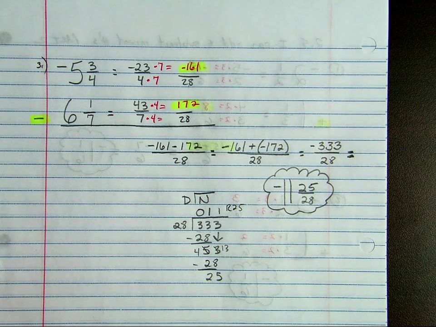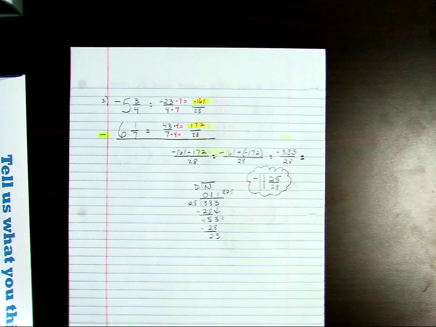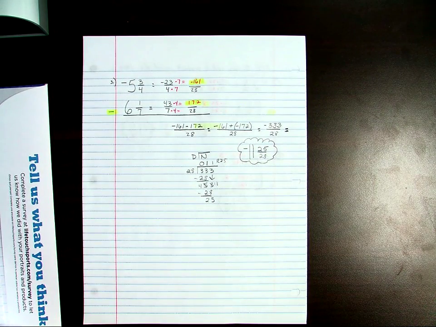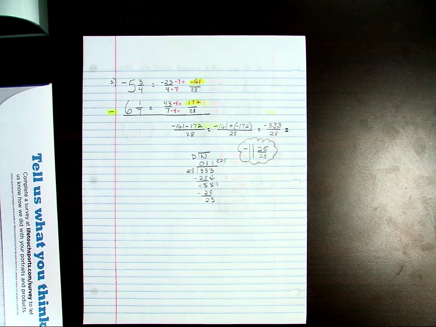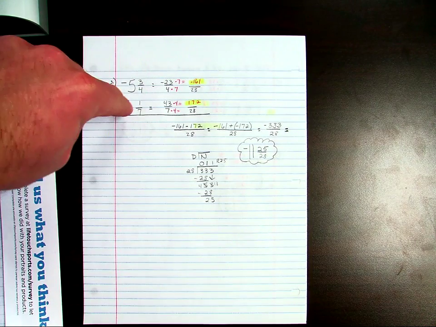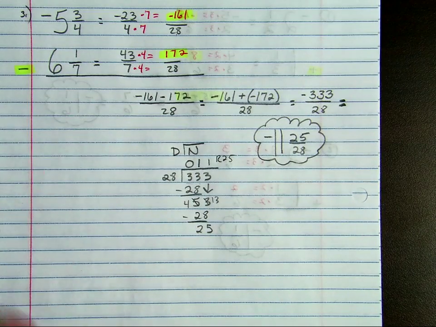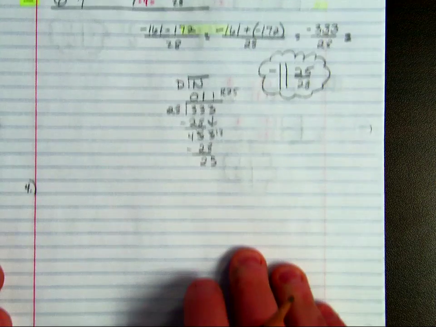Look at all that work. One problem took half a page. That's turning the mixed numbers into improper fractions. Let's try the other method, where we just think about the problem.